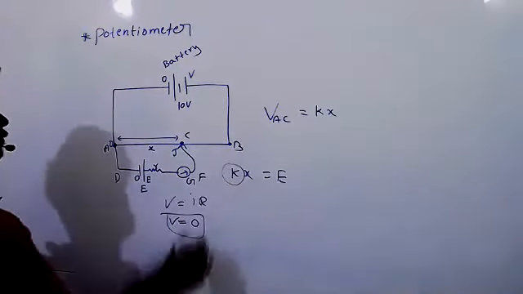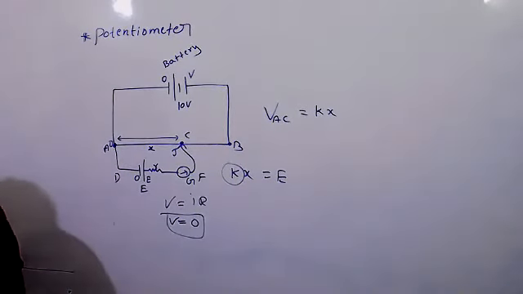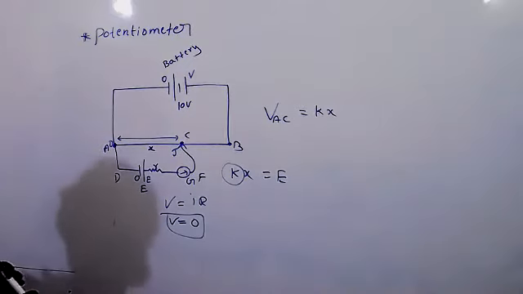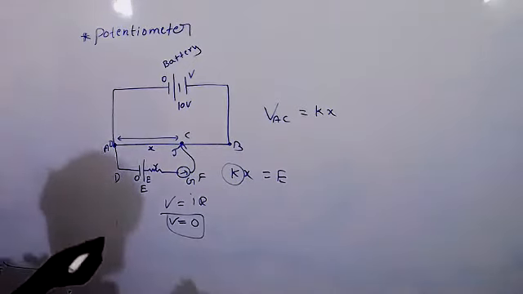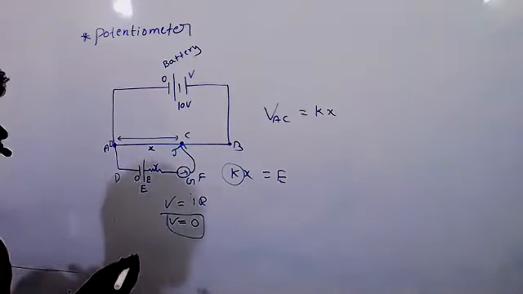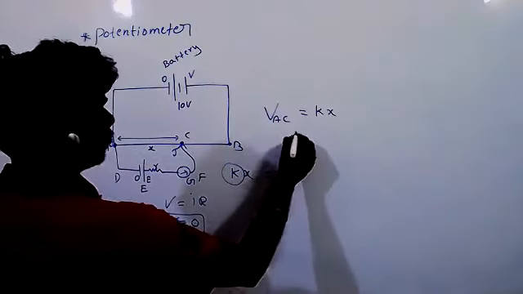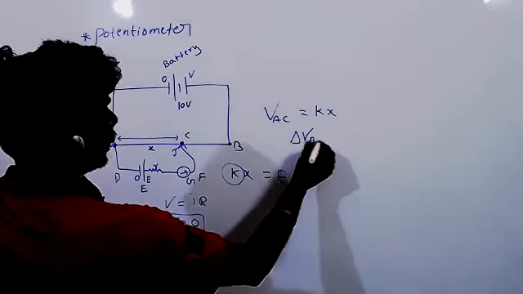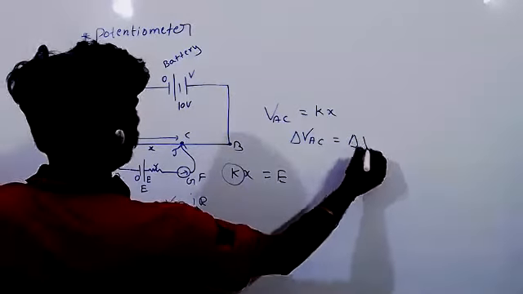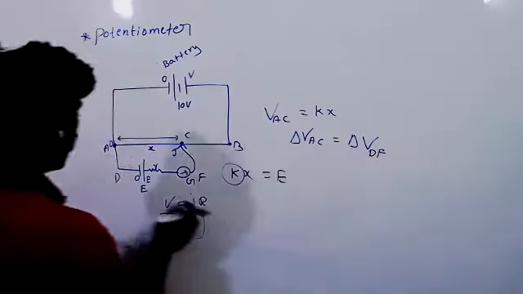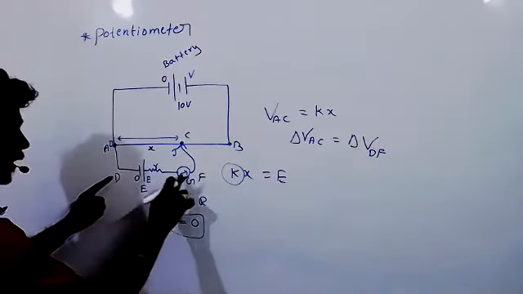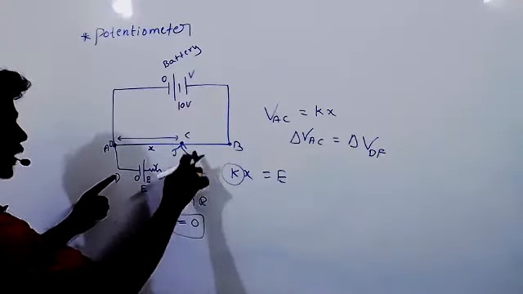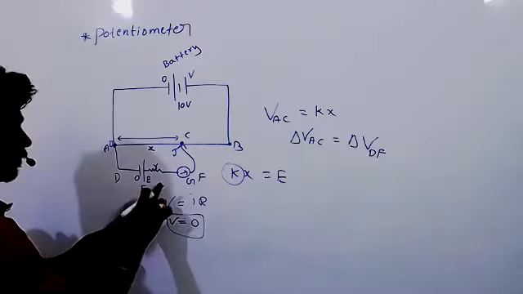What is the K here? Potential gradient. What is the meaning of potential gradient? Potential drop for unit length. So the potential difference between A and C equals the potential difference between D and F. How much potential difference will be here? The same potential difference here. So current is not passing through this. When current is not passing through this, there is no drop. So you can write this formula.